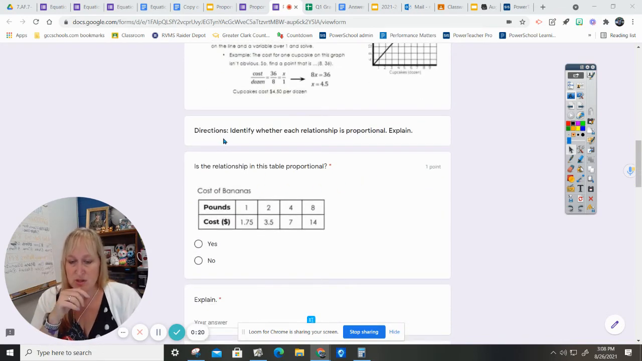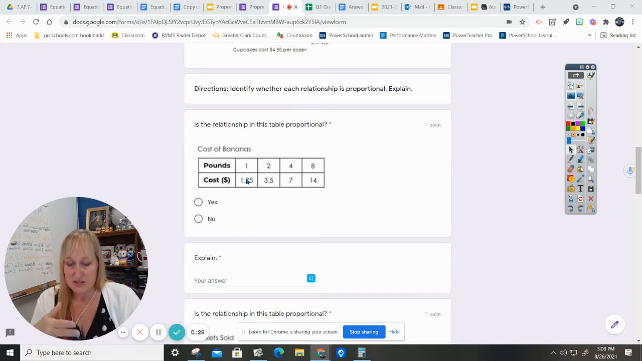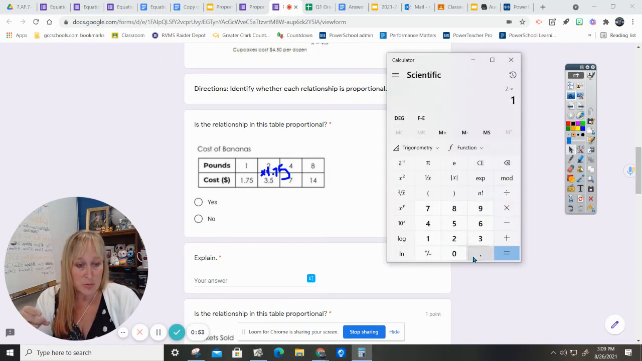So we're going to look at this first one. The directions say identify whether each relationship is proportional, and we're going to explain. Now, I know that we've been working basically on unit rate, and what this means is that the proposed relationship is times 1.75. So let's try that out. I'm going to do 2 times 1.75 and see how that works. So using my calculator, 2 times 1.75, it does give me 3.5, so that is a true statement.